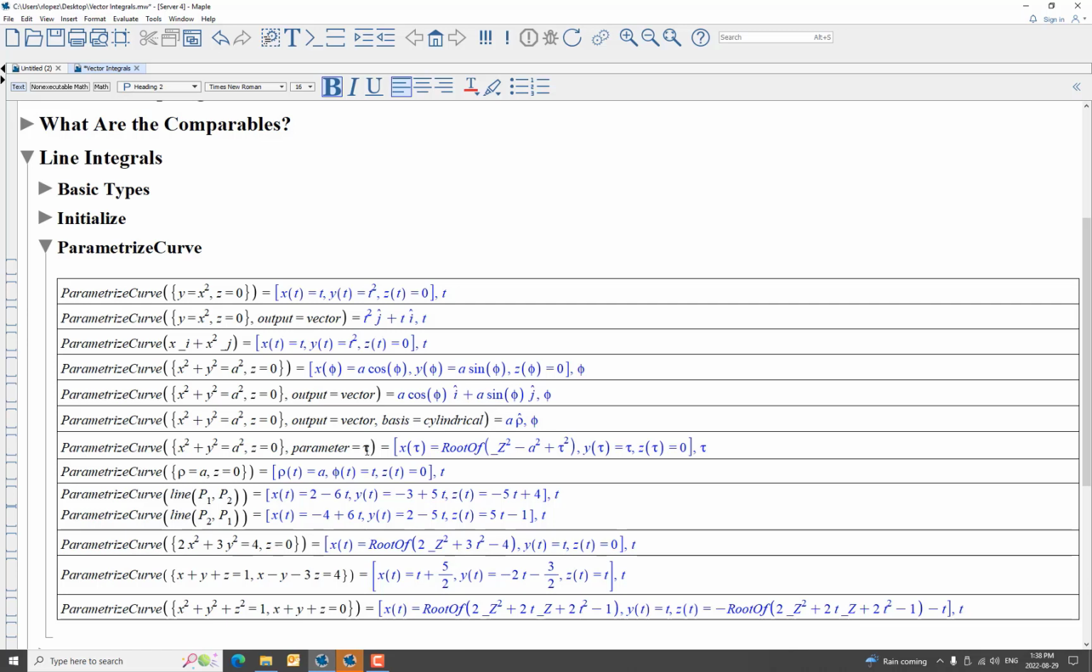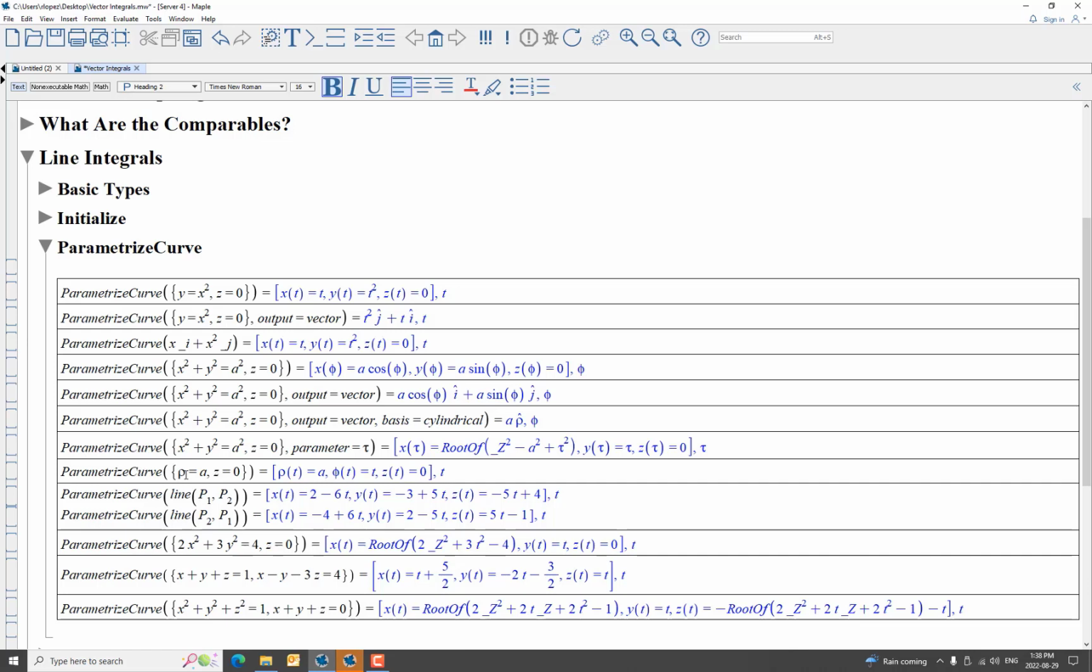Decide that you want the parameter to be something other than t. I took the Greek letter for t. And now you see that x is plus or minus the square root here. Okay? So whereas when you let the command pick the parameter t, it recognizes the circle, here it does not recognize the circle because you've given it a different parameter name.